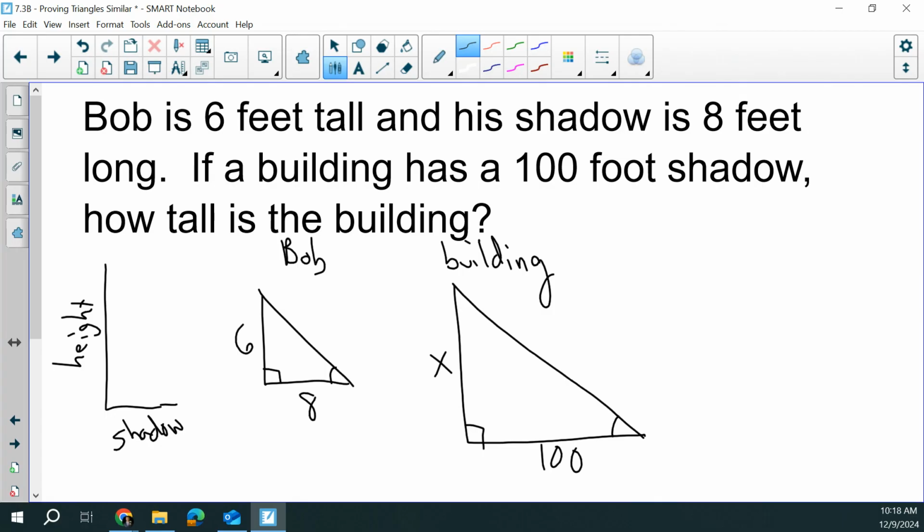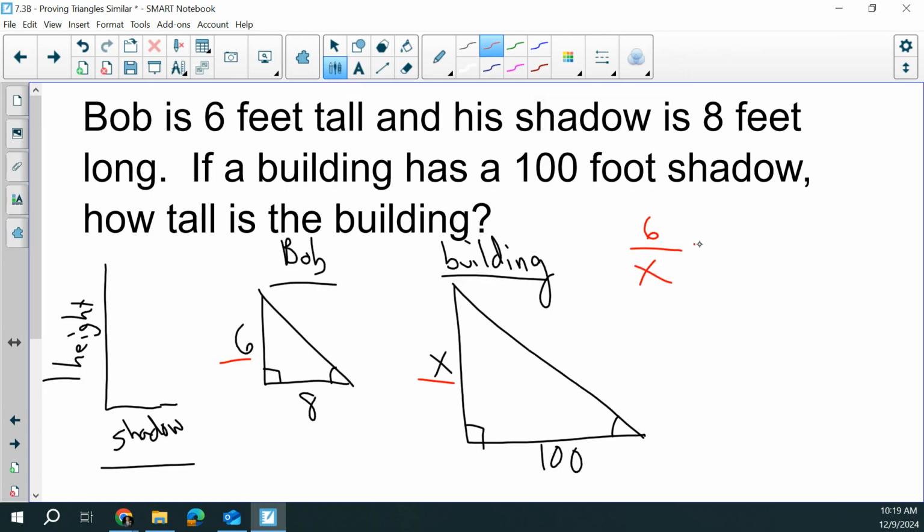But the main thing you have to know is that when you set up these shadow problems, the height is going to be on your vertical line, and the shadow is always going to be on the ground. And I would label the two things, because they're not always going to give you the information in the same order, so you don't get confused. Once it's set up, you just match up your corresponding sides to set up your proportion.